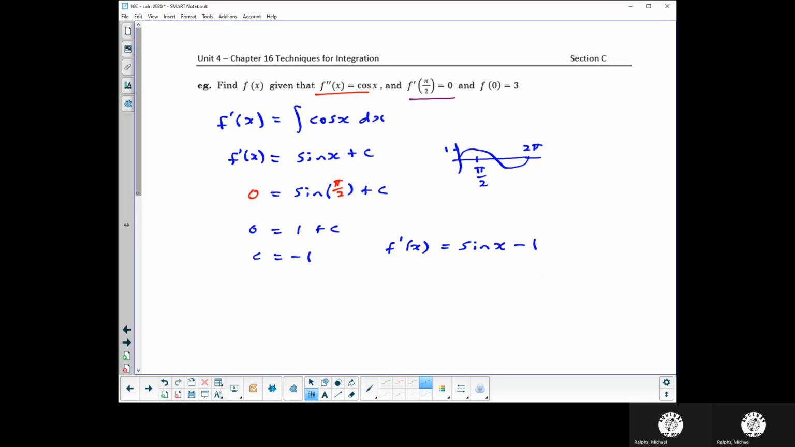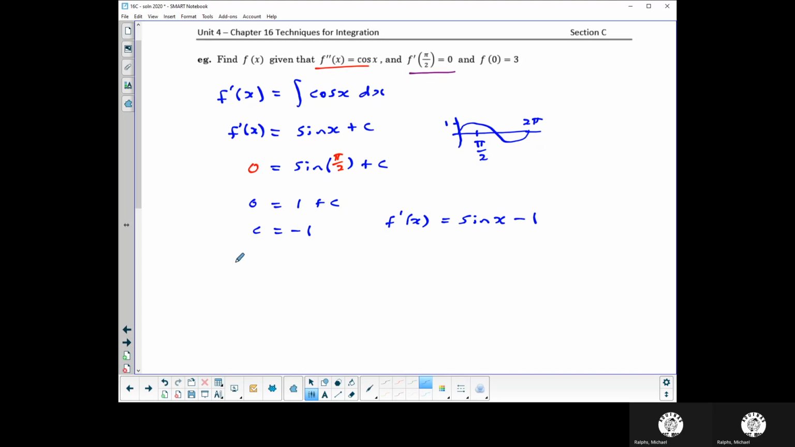And then the next step, of course, would be to find the function itself. So f of x, actually maybe I'll write this over here. f of x is the integral of f prime of x, and f prime of x is sine x minus 1. So then we'll just integrate this. So the integral of sine x is negative cosine x, and then the integral of negative 1 is negative x plus c. And so that's the original function, f of x.